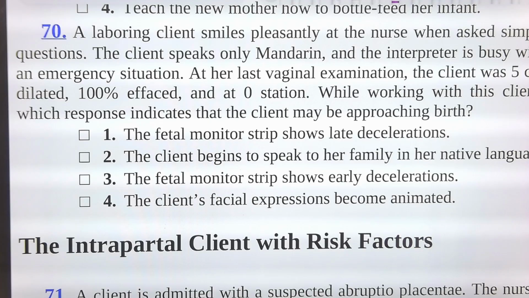So read all the options. What will be the right one? So answer number 3 will be the correct one.